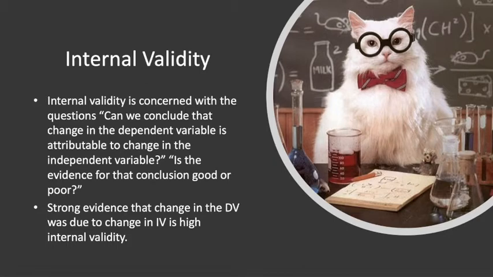So the first example is a tightly controlled experiment where all the noise is kept to a minimum. The closer you get to that ideal, the higher your internal validity of an experiment. Okay, so internal validity is really concerned with the question, can we be confident that the change that I observed in my dependent variable was actually caused or attributed to the change that I made in the independent variable? Okay, so the stronger the evidence that I controlled other things in the experiment, the higher my internal validity.